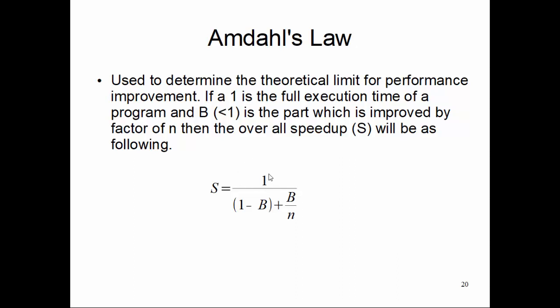Our previous full execution time was 1, and there is a B part within that execution time which has been improved by n. So your B part is now taking n times less time, but the rest of the system is unchanged. 1 minus B is not improved. So your speedup is not really n, but 1 / ((1 - B) + B/n). That's the overall speedup of the performance.